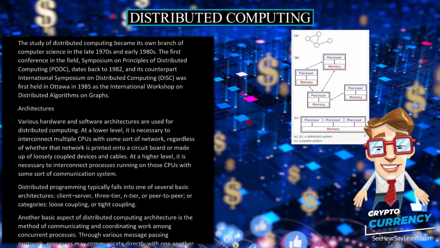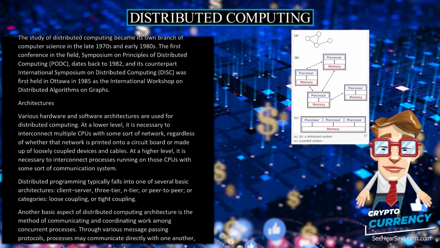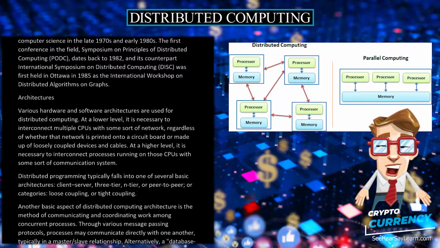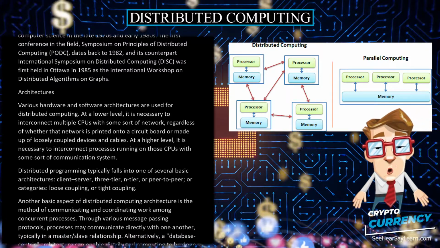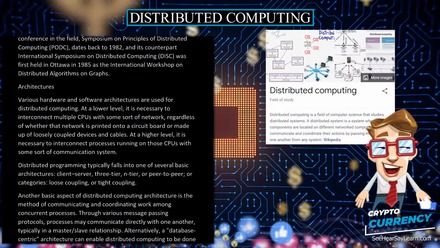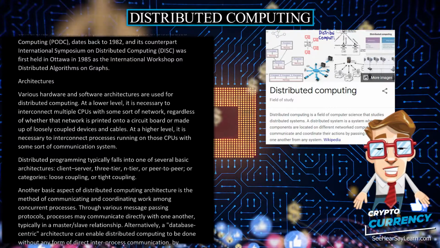At a lower level, it is necessary to interconnect multiple CPUs with some sort of network, regardless of whether that network is printed onto a circuit board or made up of loosely coupled devices and cables.